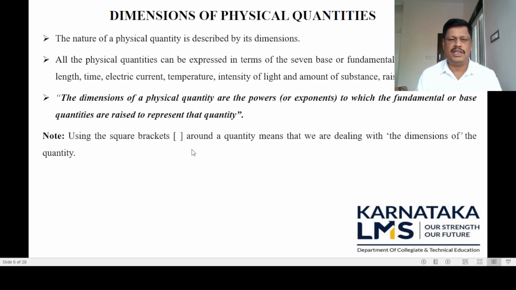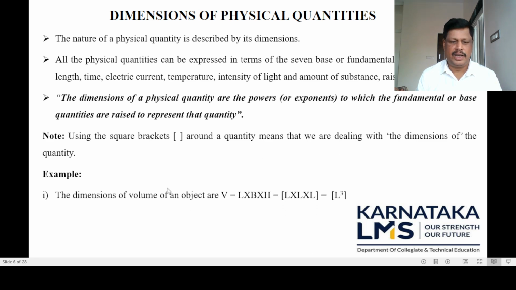The dimensions of a physical quantity are represented by the square bracket around a quantity, which means that we are dealing with the dimensions of the quantity. For example, the dimensions of volume of an object are V is equal to length into breadth into height. So the dimension of length is L, and the symbol of breadth is also L and height is also represented by L. So L into L into L gives L cube in a square bracket. So square bracket L cube, close this square bracket, gives the dimensions of the volume.